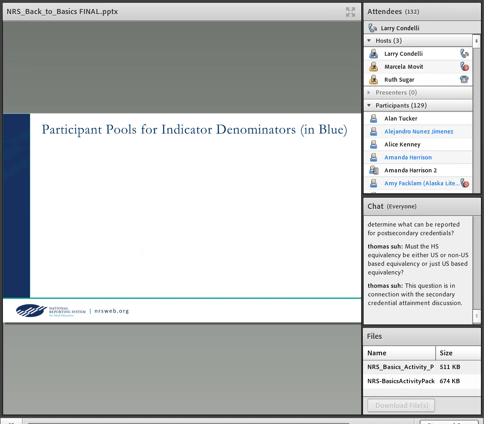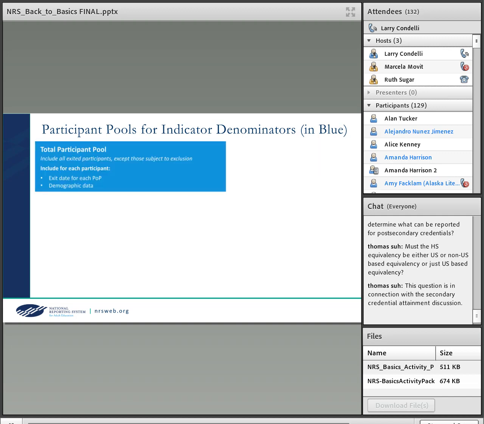So I made one more slide to demonstrate who goes into that credential indicator, or basically all the indicators, but specifically I wanted to highlight the credential indicator. So you're not usually worried about whether they got a credential or not. You can usually obtain that information, but the questions we often get are, who did we count there? So we start off with everybody who exited for each POP, and that's what this blue box is, excluding the excluded participants, which I'll talk about in a minute.